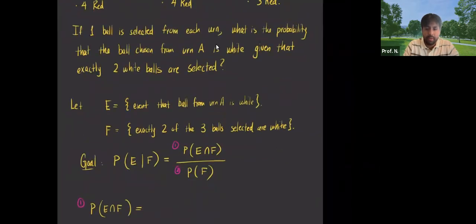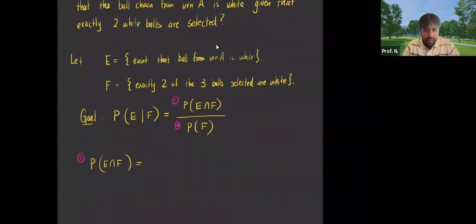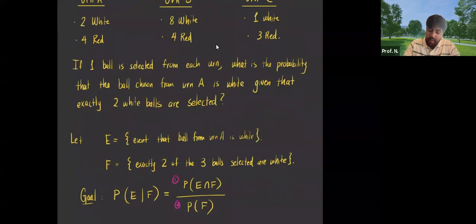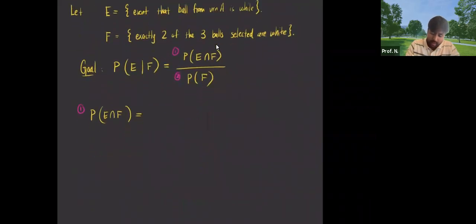The intersection is that the ball is white, so it's 11. How do you get 11? So again, E intersect F, I want the event that the ball from urn A is white, and then I have 2 of the 3 balls being white. Oh, I see how you got 11. Be a little bit more careful. So E intersect F, let's break that down a bit more. What does that mean?